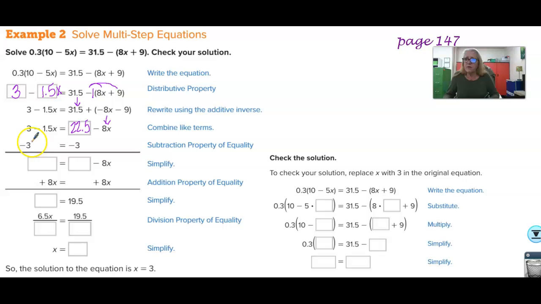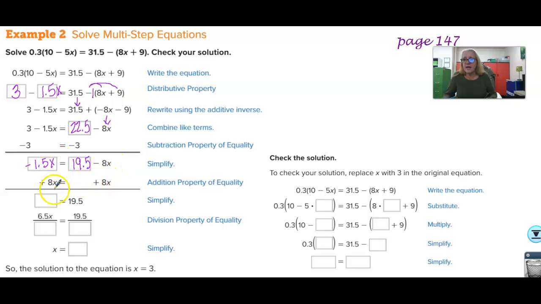They have decided to go ahead and get rid of this 3, all right? So they subtract 3 from both sides, and that means on the left-hand side, now all we have is negative 1.5x. And on the right-hand side, we subtract 3 from that, we get 19.5. And now they go and get the variables all on one side. Stupid way to do this problem. They should have gotten the variables all on one side to begin with. Don't do it like this. Do it like I tell you to do it.